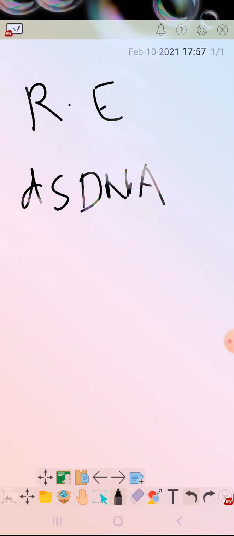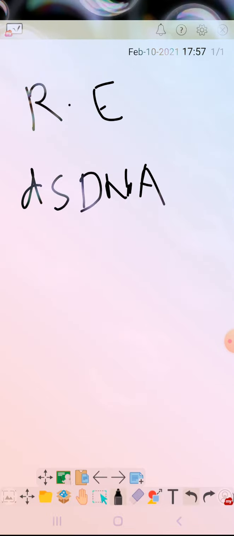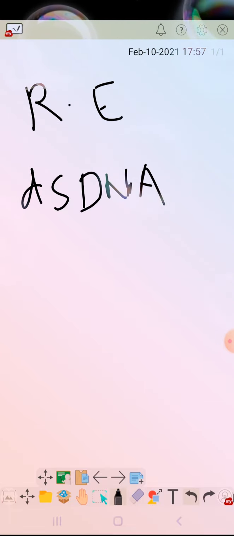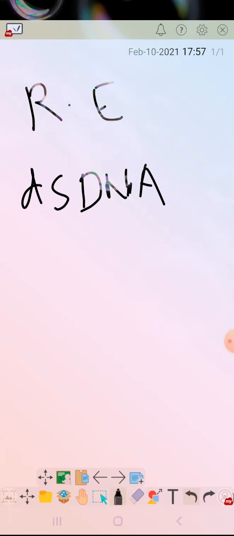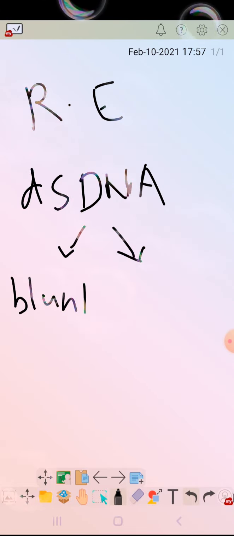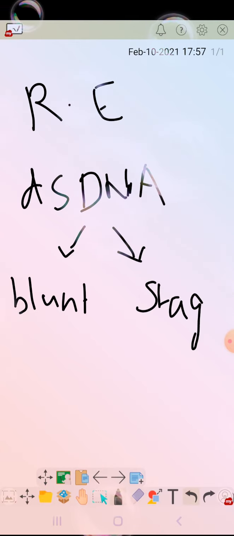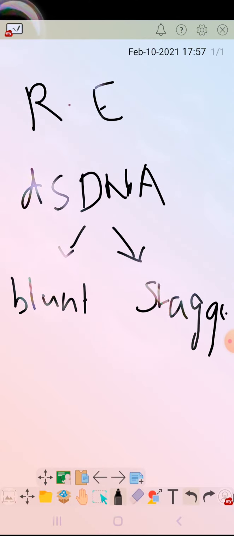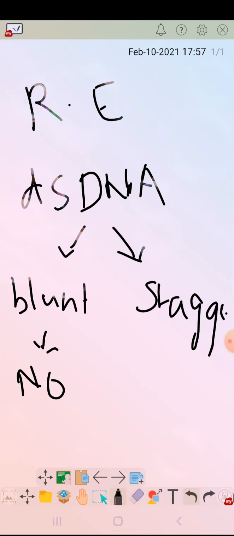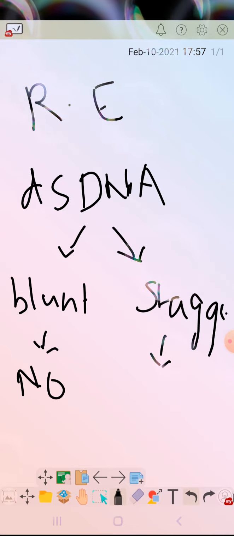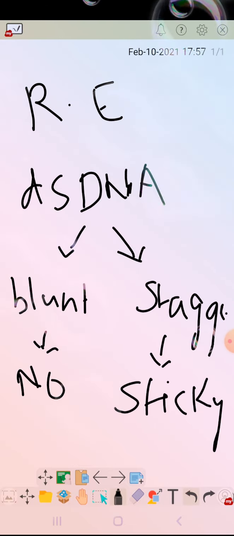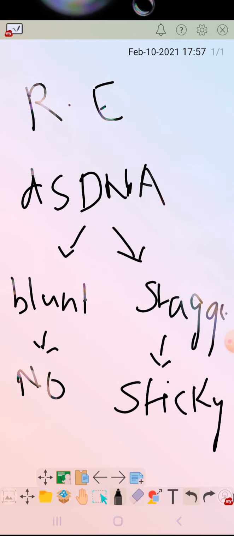Okay, so various restriction enzymes have their particular restriction site. Now restriction enzyme can form two types of cuts: blunt end and staggered end. Blunt end has no overhangs, no sticky ends. Okay, no overhangs and no sticky ends. Staggered has sticky ends. That means they have either 5' overhang or the 3' overhangs.